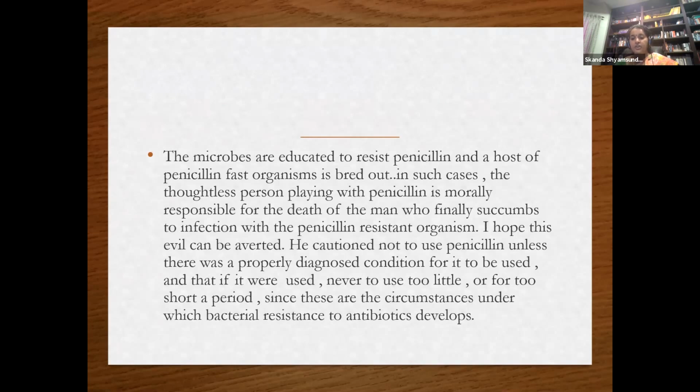He cautioned not to use penicillin unless there was a properly diagnosed condition for it to be used. And even if you use it, don't use too little and don't use it for a very short period, since these are the circumstances under which bacterial resistance to antibiotics develops. Penicillin kandupidichavare, he warned us against the rampant use of an antibiotic in inappropriate dose and for inappropriate duration.